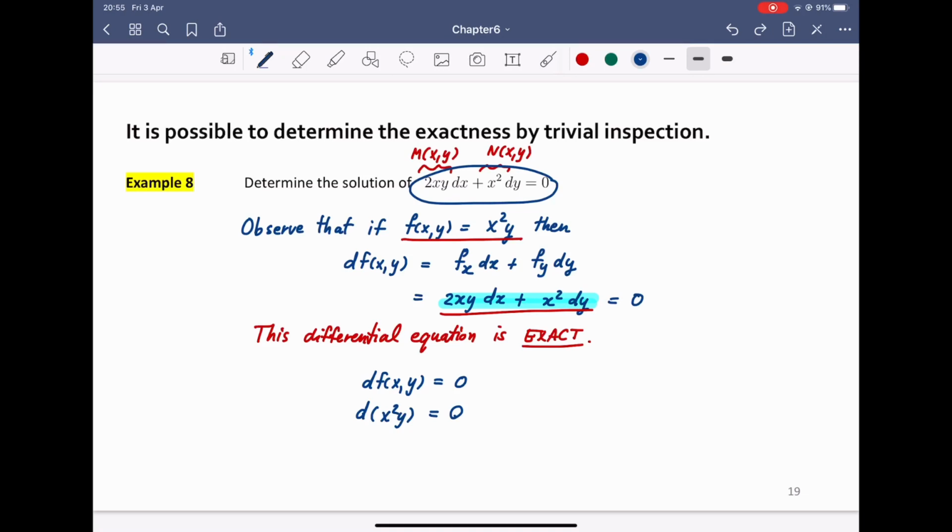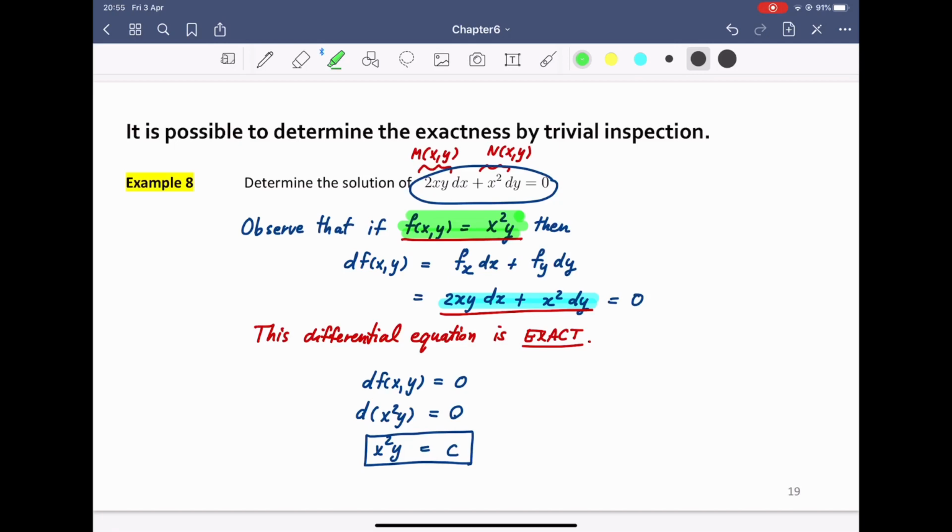And finally, we have x squared y equal to a constant c, and this is the solution of this differential equation. The solution seems pretty easy, right? But you can see that the hardest part of this example is how come the function f(x,y) is equal to x squared times y? This is a key.